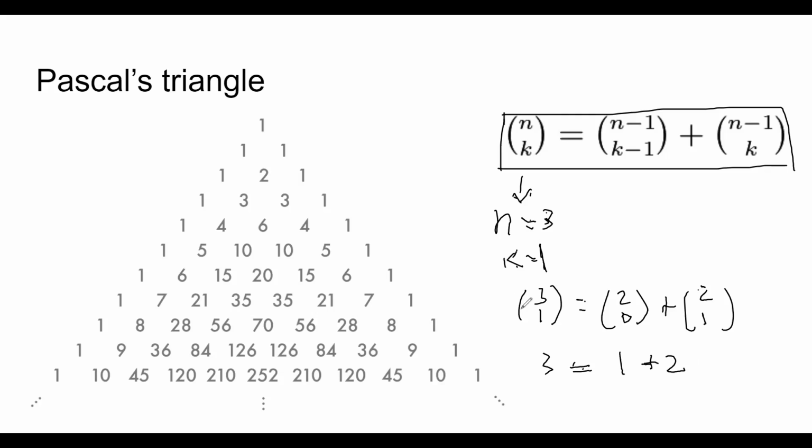And if we look on the triangle, 3 choose 1 is equivalent to this position right here. 2 choose 0 is this one here, and 2 choose 1 is this one here. So we have 1 plus 2 equals 3. And so this is simply a fancier way to write the condition that every element is the sum of the two elements above it, like so.